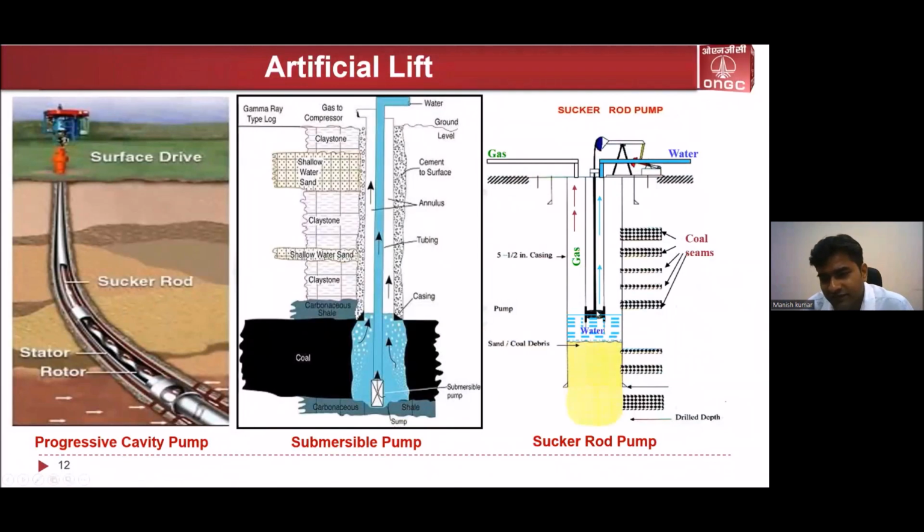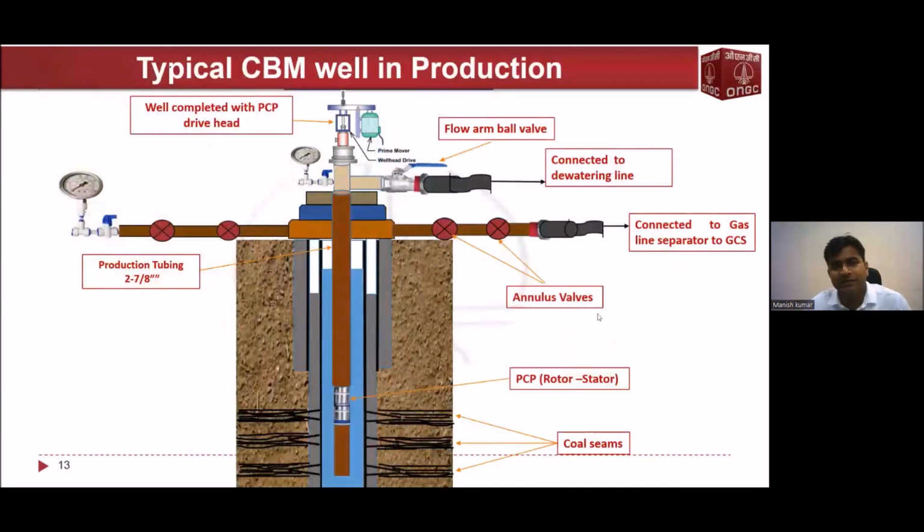Whereas in those wells where the influx rate is very low, ranging from 10 to 30 meter cube, or maybe maximum up to 40 meter cube, we also go for sucker rod pumps to have a continued, optimum level of dewatering, so that it does not dewater at a higher pace and lead to a dry run of the artificial lift pumps. So with this, I'll be moving towards how a typical CBM well actually produces.